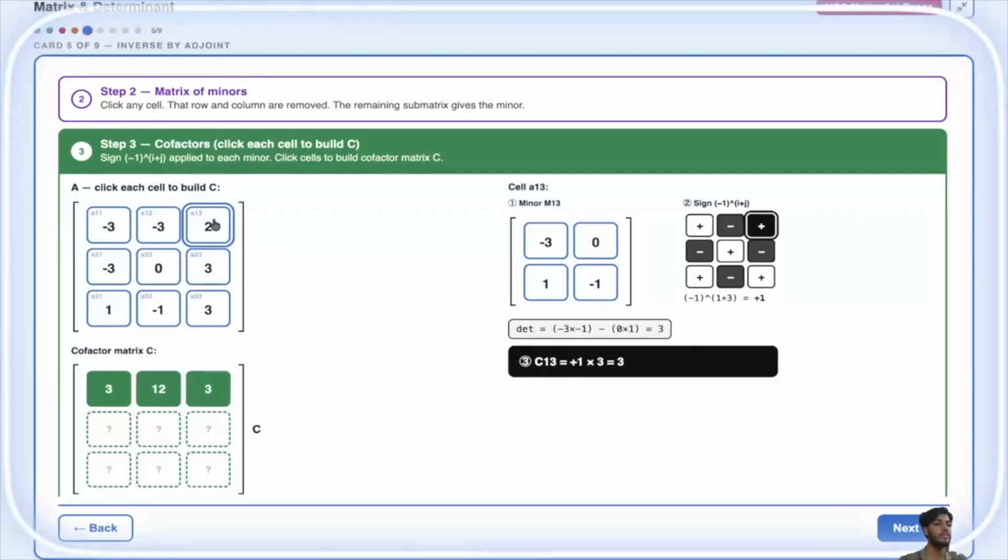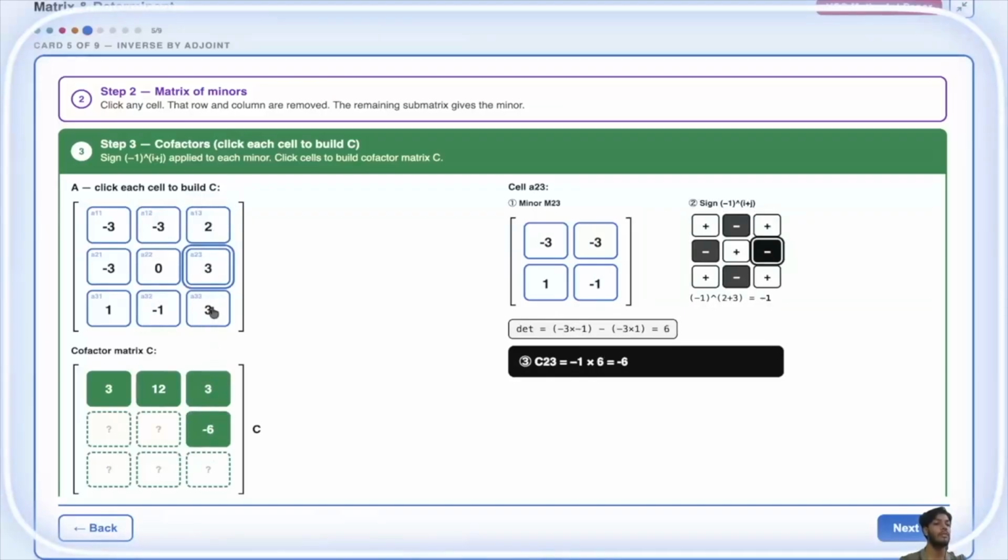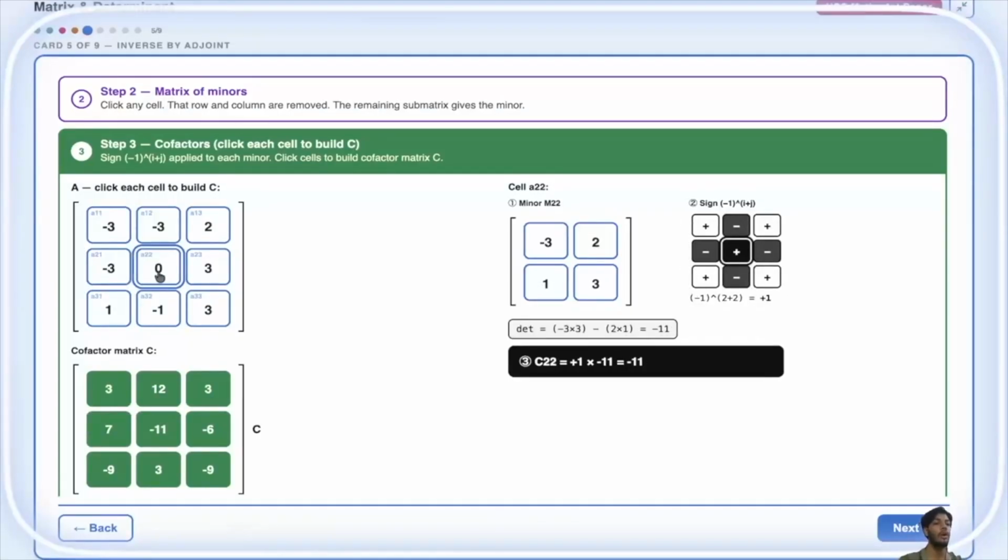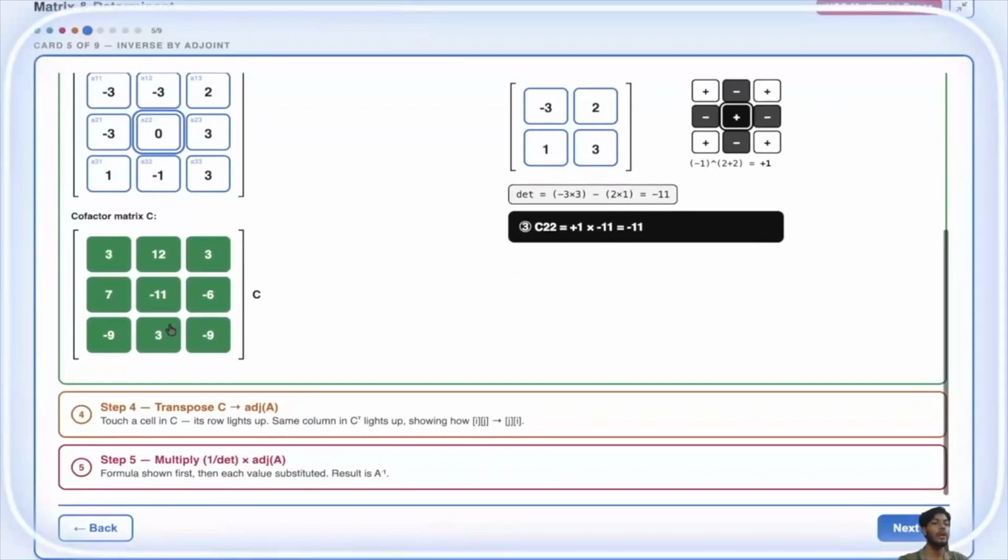Similarly, for this element it is 3, it is 6 here. For this element it is 9. So we have to calculate the cofactors for each of the elements. So here we got a matrix where each element of the original matrix is replaced by its cofactor and we got a new matrix. In the next step we are going to transpose this matrix.